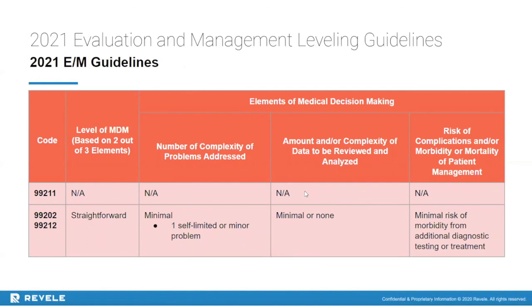Here are the new elements of medical decision making. Number and complexity of problems addressed; therefore, the diagnosis will need to reflect the complexity or those complexities. Amount and/or complexity of data to be reviewed and analyzed. And the risk of complications and/or morbidity or mortality of patient management.